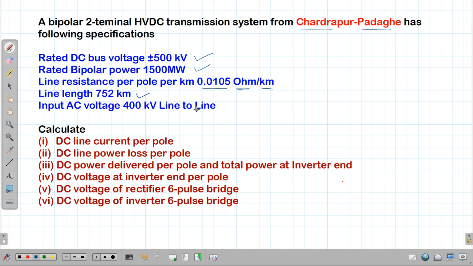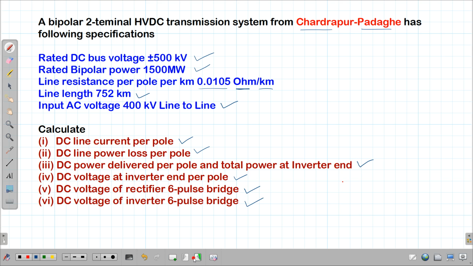The input AC voltage is 400 kV, that is, the HVDC bus is connected to 400 kV. In this case, we have to calculate the DC line current per pole, DC line power loss per pole, then DC power delivered per pole and the total power at the inverter end, as well as per pole power. Then the DC voltage at the inverter end per pole, the DC voltage of the rectifier 6 pulse bridge and the DC voltage of the inverter 6 pulse bridge. These are the things we have to calculate in this problem.